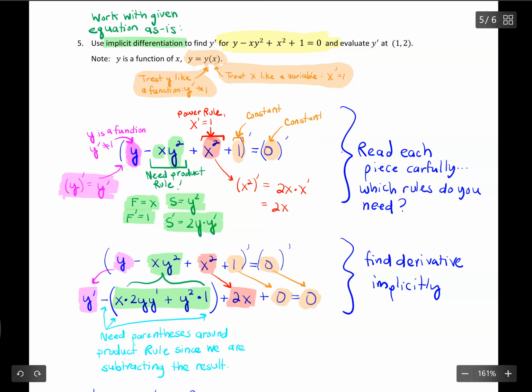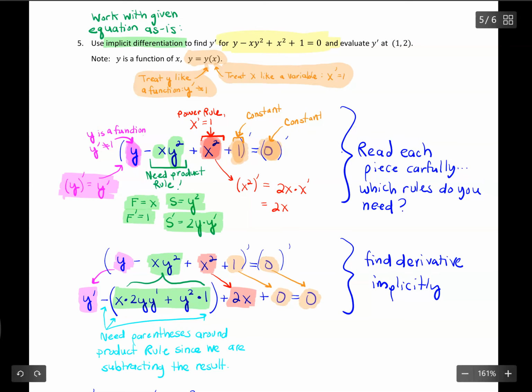Then my next term over here, that was just an x squared. The letter x is acting like a variable, so I'm going to do power rule, and the derivative of the base will be 1. And then I had a constant 1. I know that derivative is going to be 0. And then on the other side of the equation, I had a constant 0. The derivative of a constant is 0. So I just went through, reread the equation several times until I knew, what is this letter representing? A variable or a function? What derivative rules should I be following to take the derivative of this piece of the equation? Okay, and then I just did that.